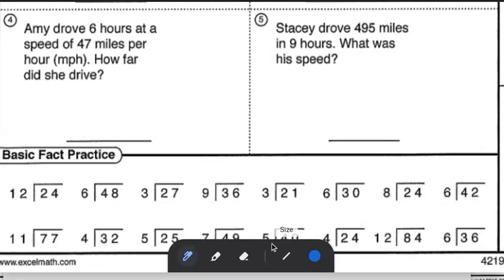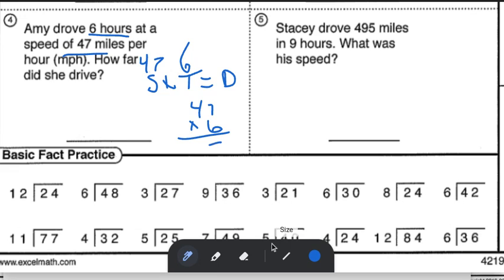Well, again, we're going to write Stinky Tim Died. S times T equals D. It says she drove for 6 hours, that's our time, at a speed of 47 miles per hour, so that's our speed. You should have put 47 in for the speed and 6 for the hours, which means we have to multiply 47 times 6. That's 42. Carry the 4 up there. 4 times 6 is 24, plus 4 is 28. 282 miles. Okay, I have a hard time writing. I'm writing with my finger there.